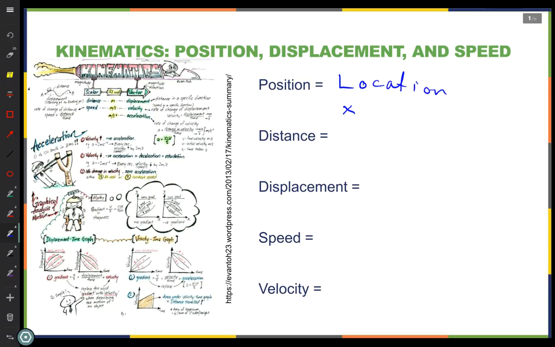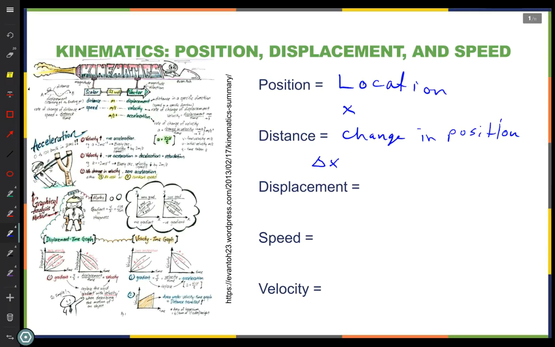Now, distance is the change in position. In physics, we use a symbol for change that you may or may not know, and that is the capital Greek delta. So delta x means change in position.